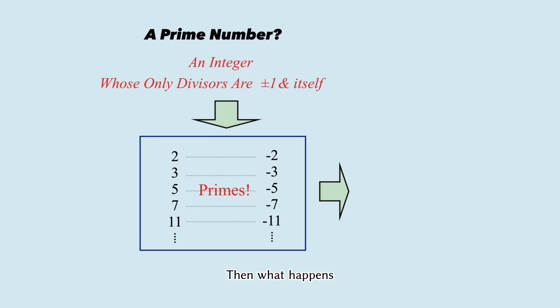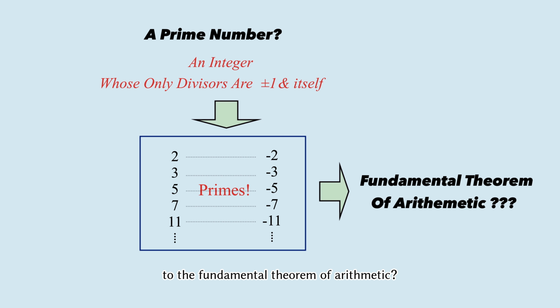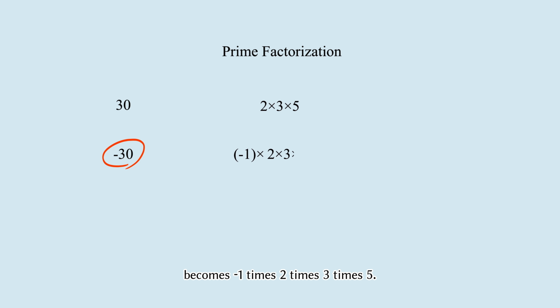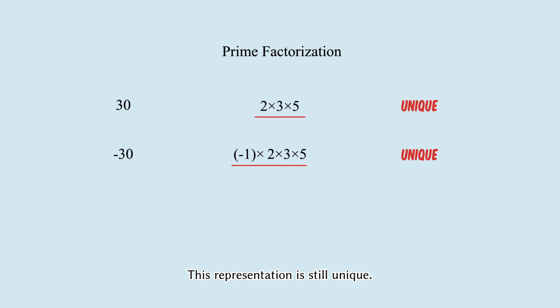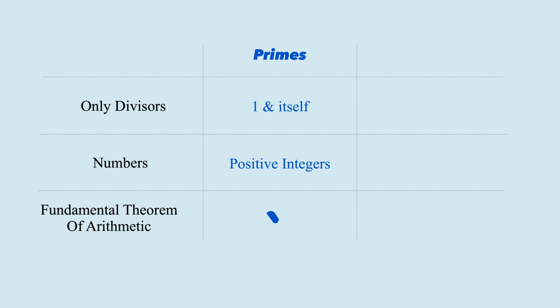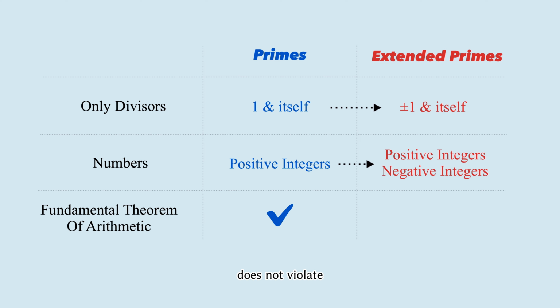Then, what happens to the fundamental theorem of arithmetic? The factorization of 30 still remains the same, 2 times 3 times 5. The prime factorization of negative 30 becomes negative 1 times 2 times 3 times 5. This representation is still unique. Extending primes to include negative integers does not violate the fundamental theorem of arithmetic.